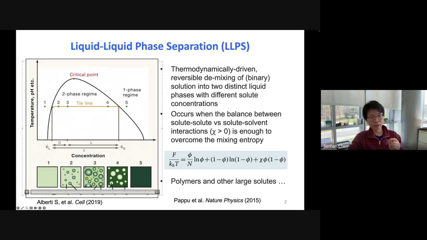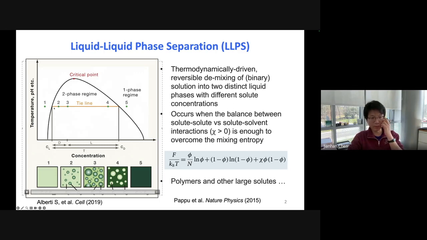Really, on the phase diagram, only these two points are stable. So at this concentration, you will phase separate into a large portion with a lower concentration, and another phase with a higher concentration. What you can experimentally observe is that these droplets start to show up in your solution.